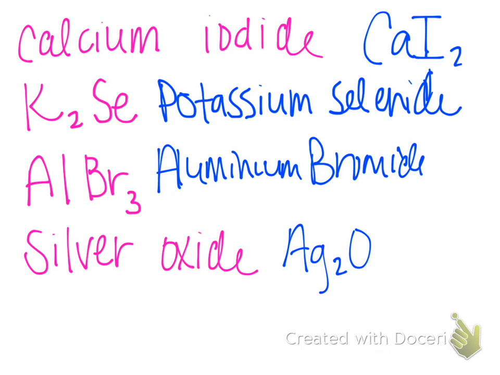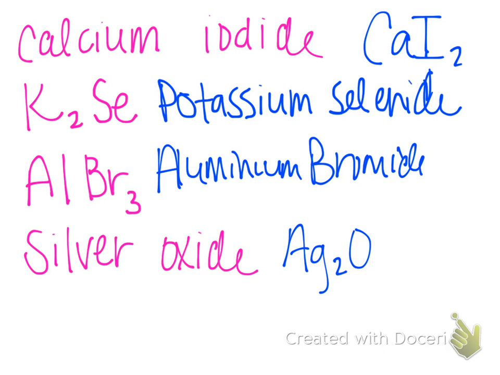A couple things to remember about ionic naming. It has to be between a cation and an anion, so a positive and a negative. Or in other words, it has to be between a metal and a non-metal. We will deal with naming multiple types of compounds, like covalent compounds, which are between 2 nonmetals. And we're going to name acids, and we're going to name bases.